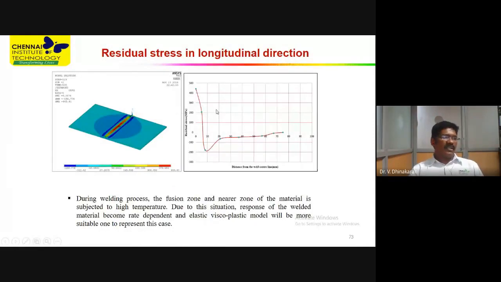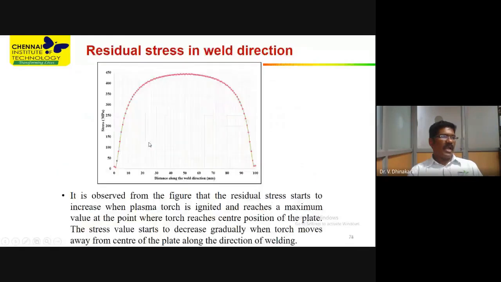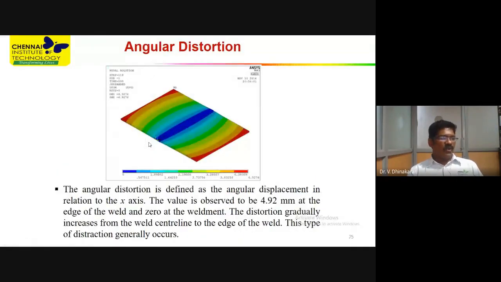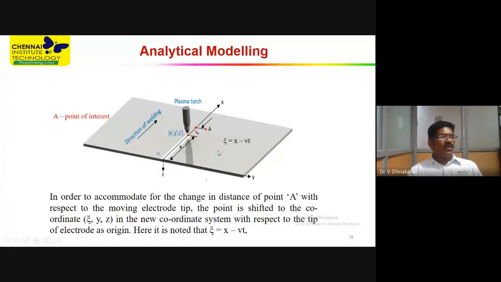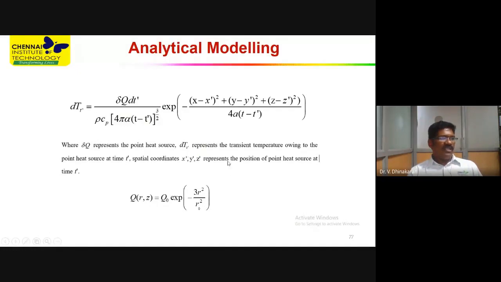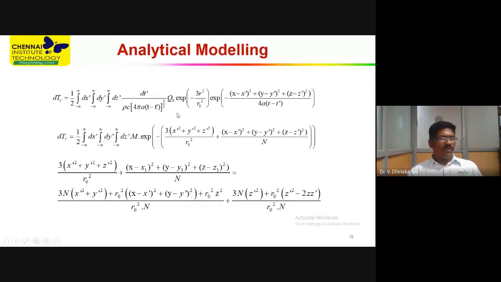Okay, and we have measured the residual stress, predicted the stress measurements, and angular distortion. The distortion is also predicted by using Dinagar's model. So I said, analytical modeling. So we have developed an analytical equation. So this is the standard equation of the temperature, and I have replaced the del Q with Dinagar's model. You substitute the value of del Q here.